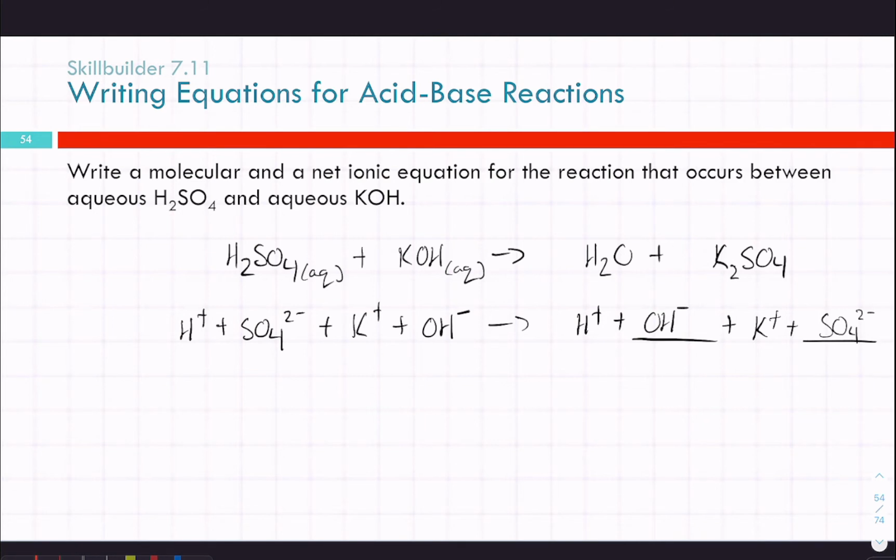Now that we have the molecular equation, actually I should write these in here too. So this is liquid and aqueous. Now we can balance our molecular equation. So where should we start? Is there an element that we should not start with?